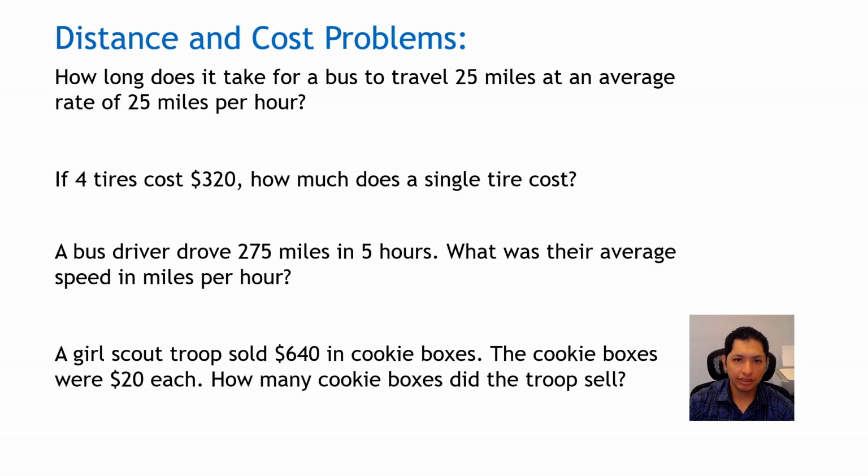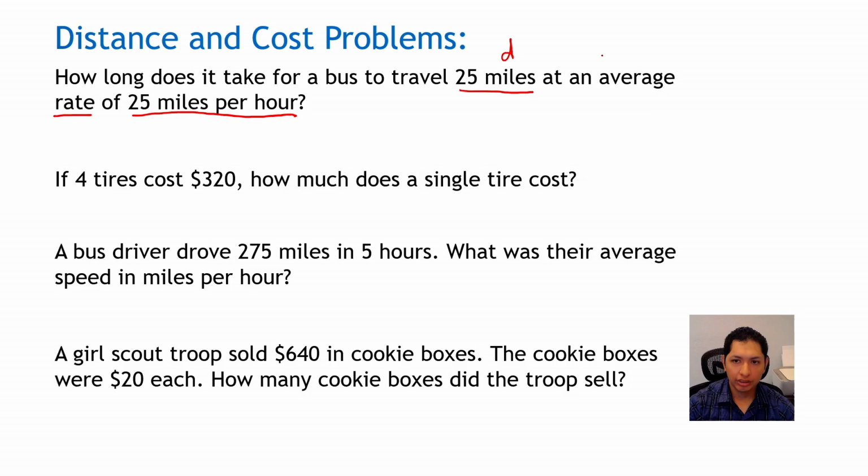So here are some distance and cost problems asking for different information than just total distance and total cost. So number one, how long does it take for a bus to travel 25 miles at an average rate of 25 miles per hour? It is giving us 25 miles as distance traveled and an average rate, and this one is really easy to identify because it said the word rate, the rate of 25 miles per hour.